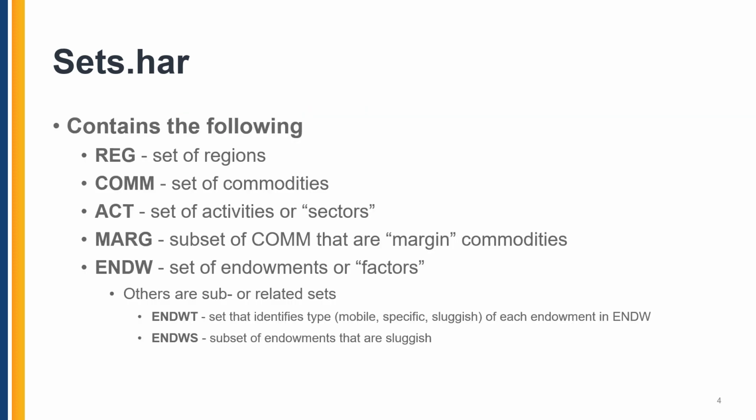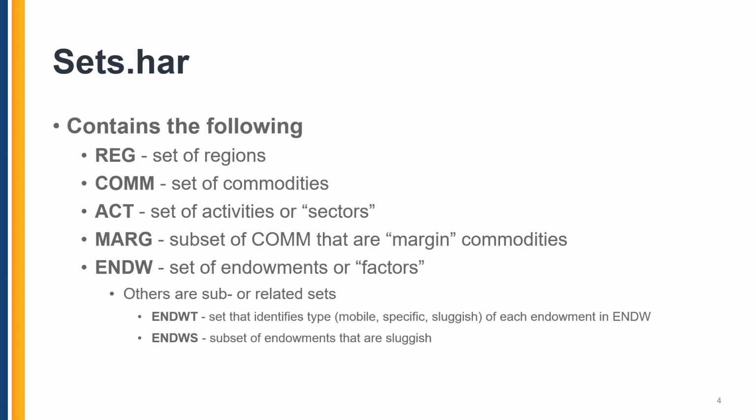The sets file will always contain the following. You will find reg, the set of regions, comm, or com, the set of commodities, act, the set of activities, marg, the set of margin goods, and endw, the set of endowment commodities, or what we might call factors. These are the key sets that are used in the database.